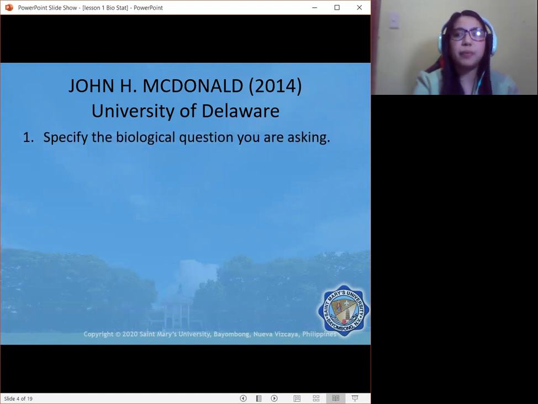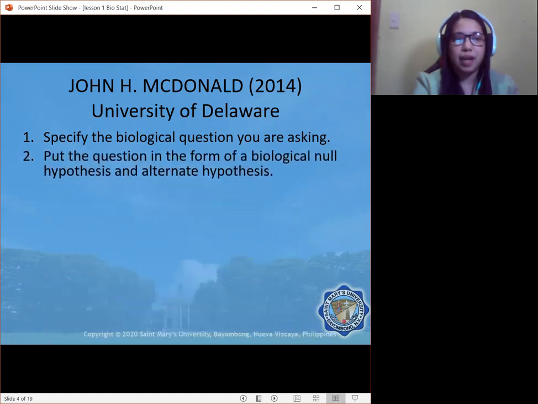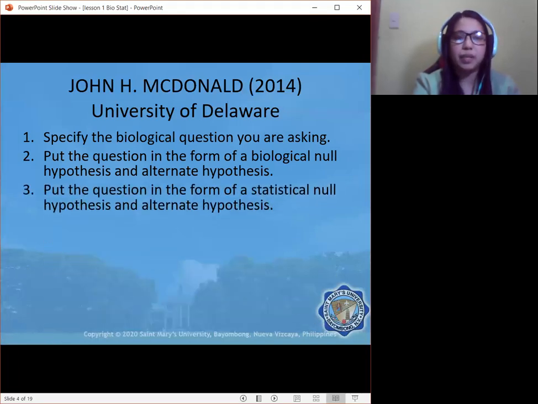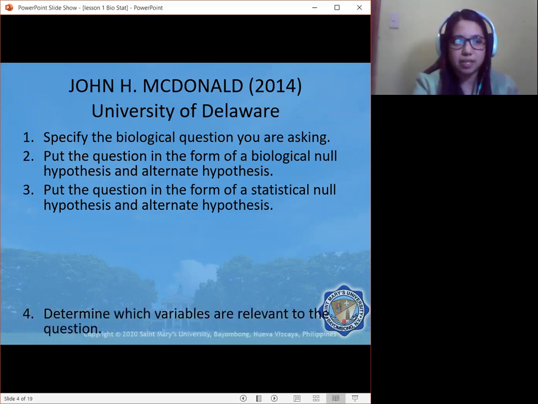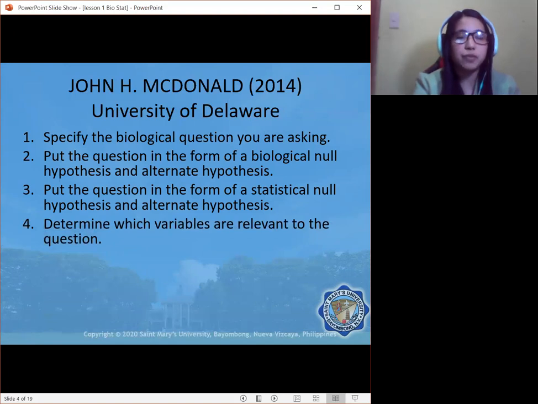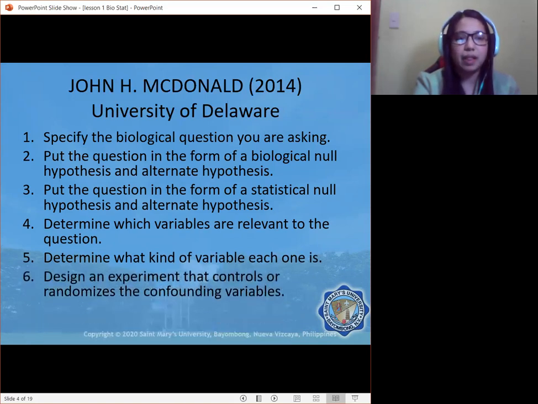For his step number one, you have to specify the biological question you are asking. And then you have to put the question in a form of biological null hypothesis and alternative hypothesis. You also need to put the question in a form of a statistical null hypothesis and alternative hypothesis. Fourth step, determine which variables are relevant to the question. Fifth, determine what kind of variable each one is. And number six, design an experiment that controls or randomizes the confounding variables.